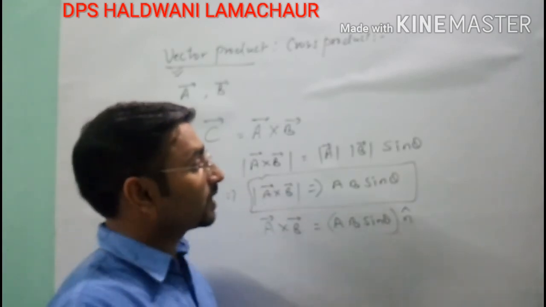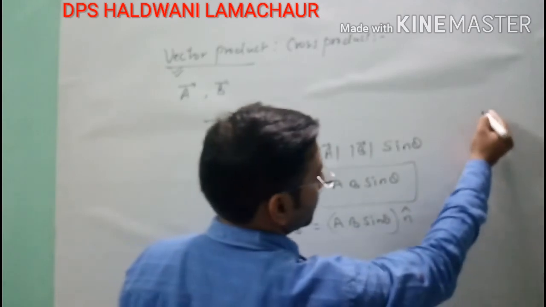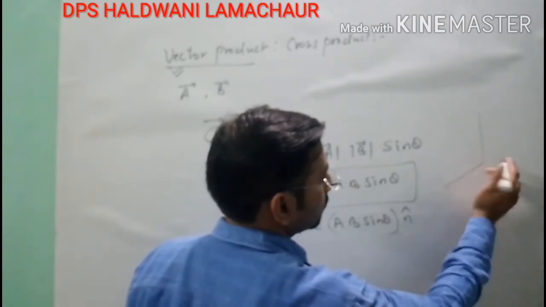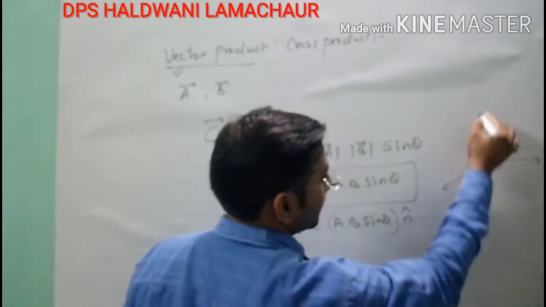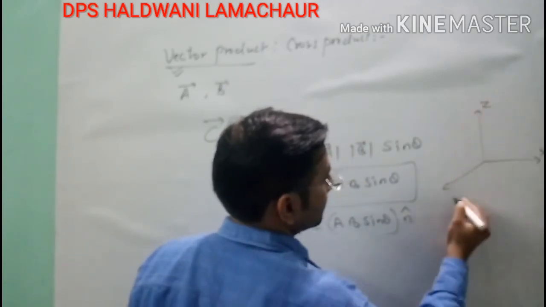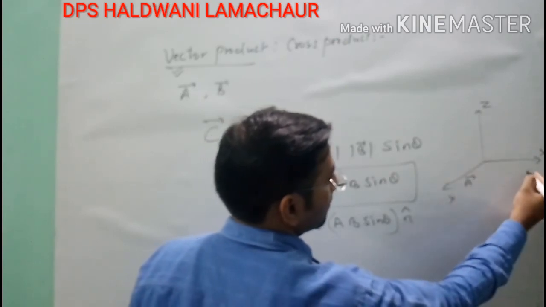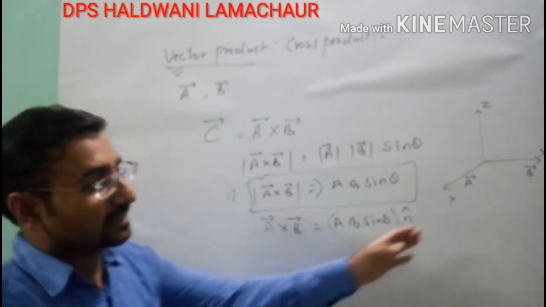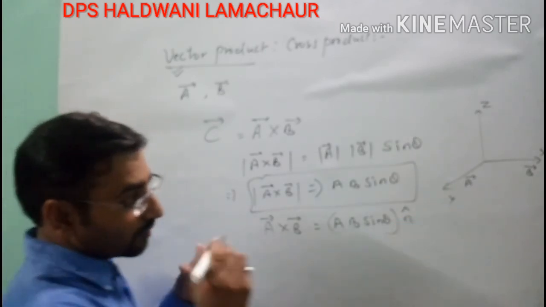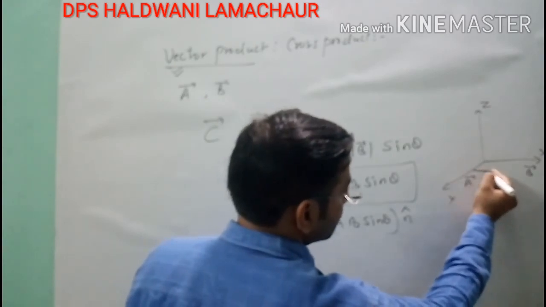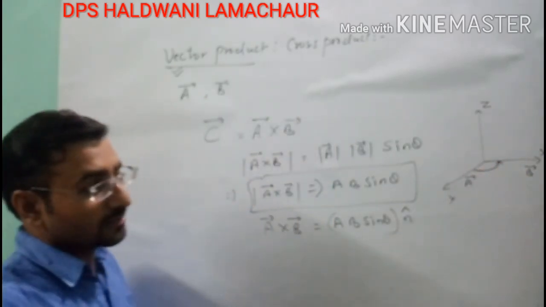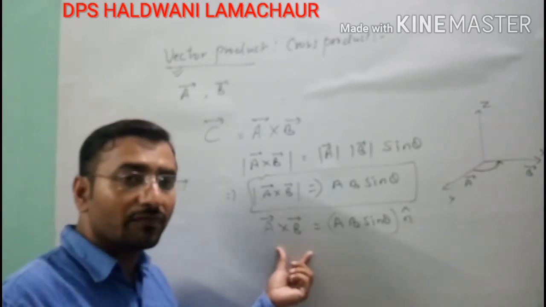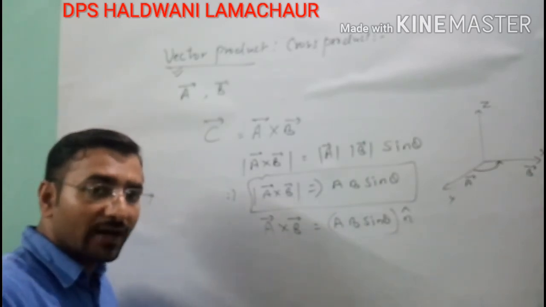Suppose we are talking about a three-dimensional plane. Just imagine this is a three-dimensional plane, which we show by the x-axis, y-axis and z-axis, and suppose vector A and vector B are represented in the x-y plane like that. When we talk about the direction of rotation of our screw, you know that we can find the direction of the cross product of two vectors with the help of the right hand screw rule.